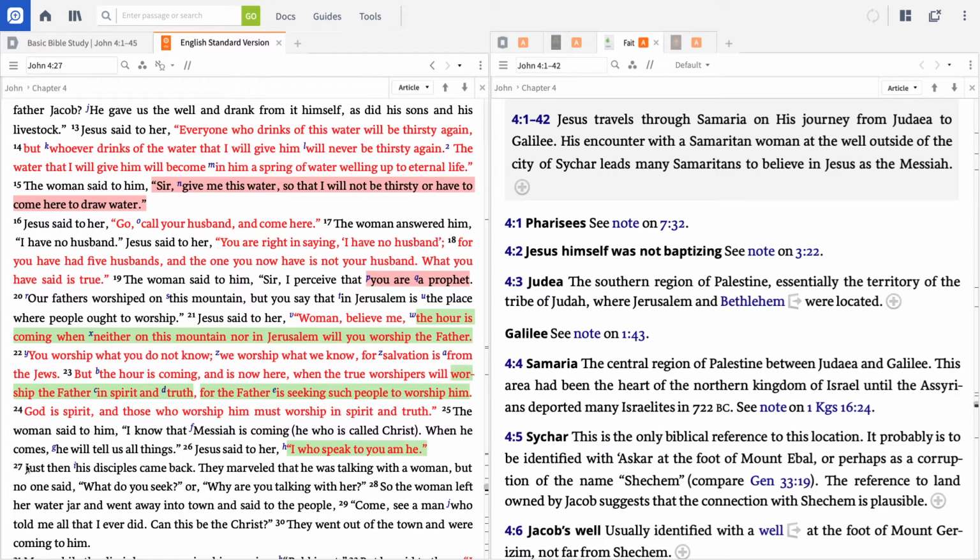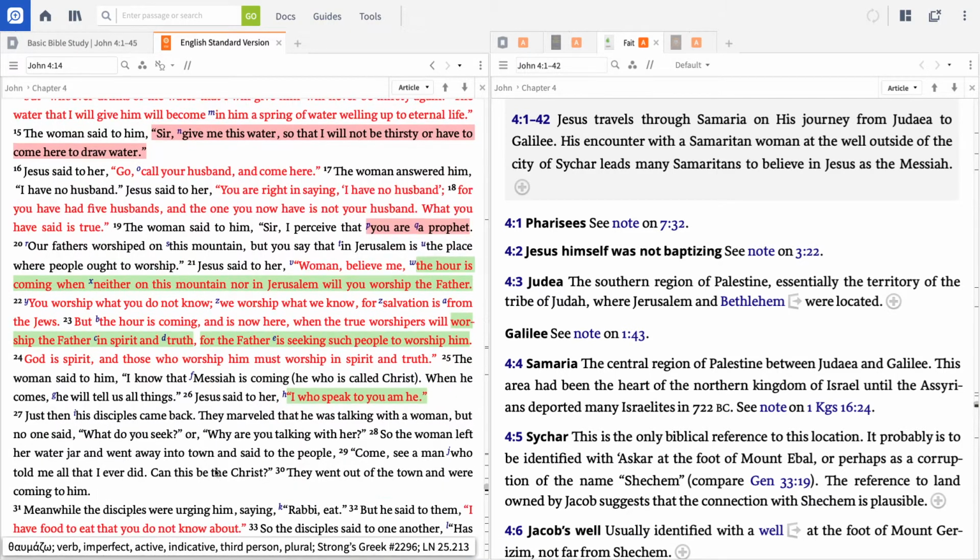Just then his disciples came back. They marveled that he was talking with a woman. But no one said, "What do you seek?" or "Why are you talking with her?" So the woman left her water jar and went away into the town and said to the people, "Come see a man who told me all that I ever did. Can this be the Christ?"